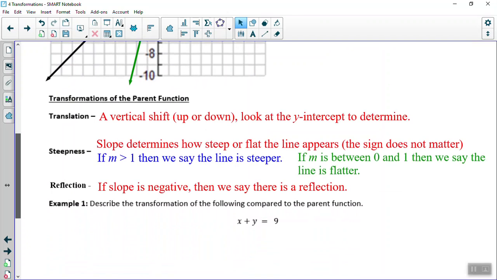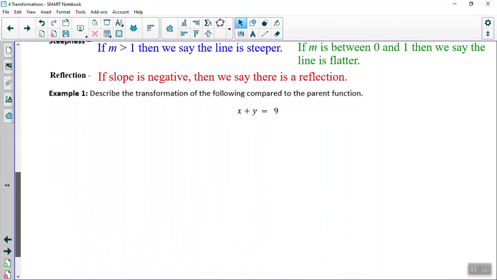All right, so let's come down and talk about example 1. So here we're going to describe the transformation of this following equation compared to the parent function. So again, remember the parent function is y equals x. Whenever you see parent function, it's y equals x. All right, well, before we can describe the transformations, we've got to put this into slope-intercept form first. Okay? So we have to solve for y.